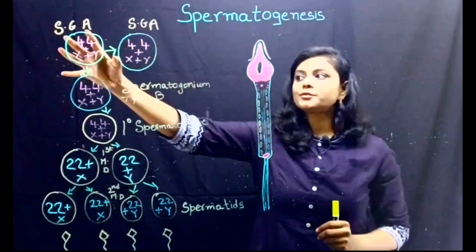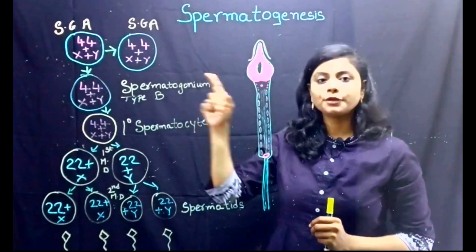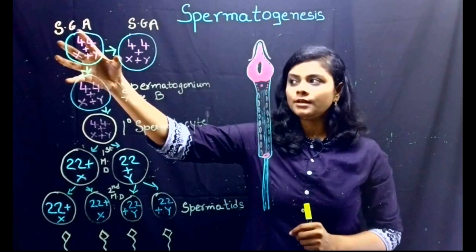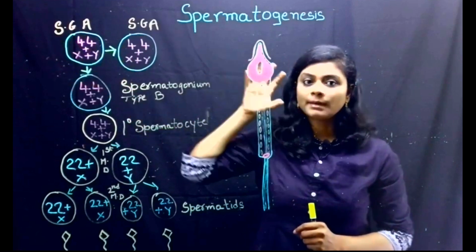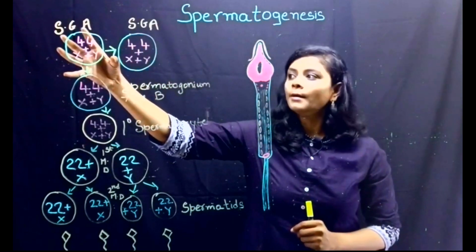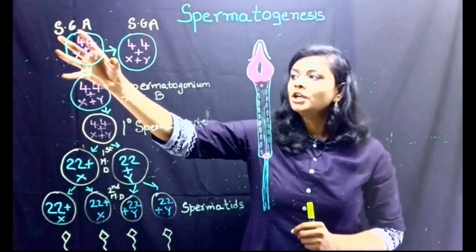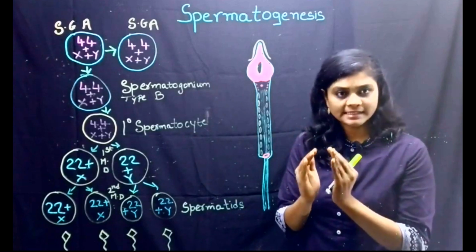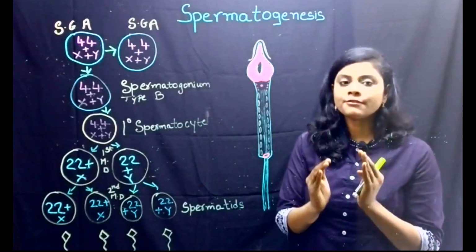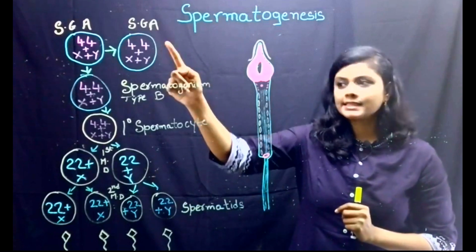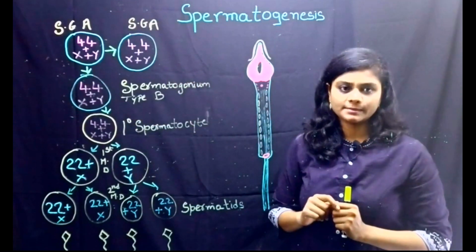So these spermatogonial cells, with 44 autosomes and 2 sex chromosomes, are the mother cells to produce the spermatozoa. They undergo mitotic division to give rise to two types of cells. Every spermatogonium cell will divide to give rise to two types of cells: type A spermatogonial cells and type B spermatogonial cells.